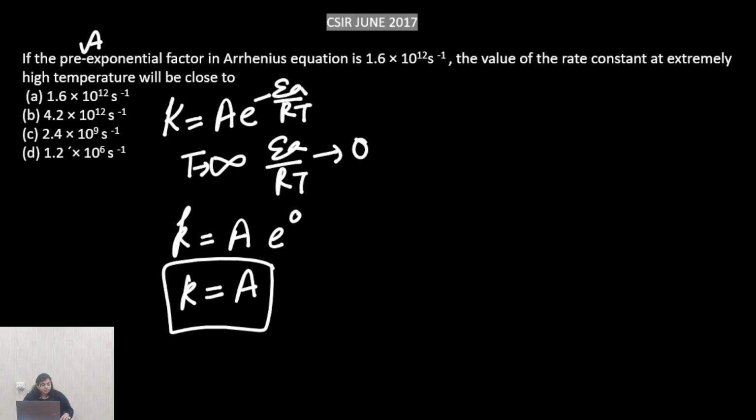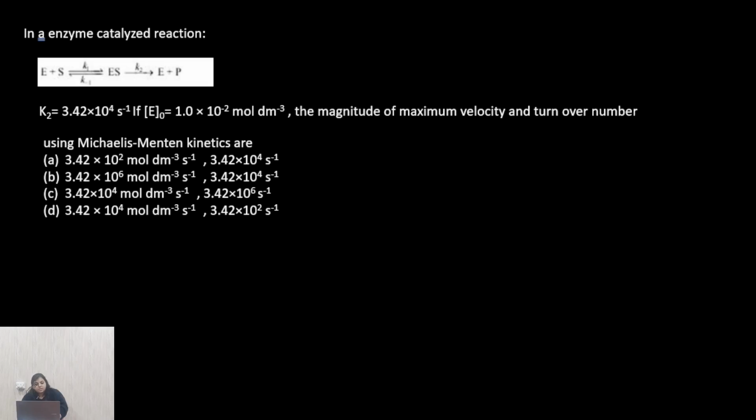So this value of A is known to us, which is 1.6 into 10 to the power of 12 second inverse, and this is going to be the rate constant, which means option A becomes the correct answer. Okay, next one is this question we are having.